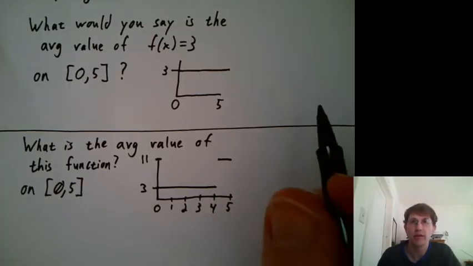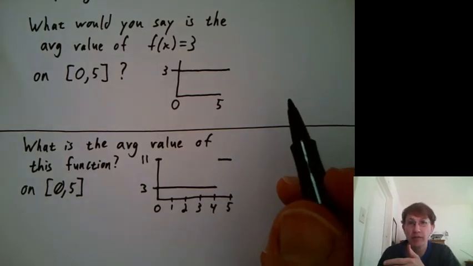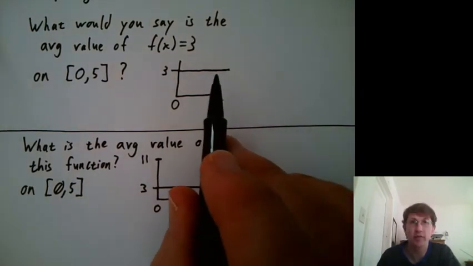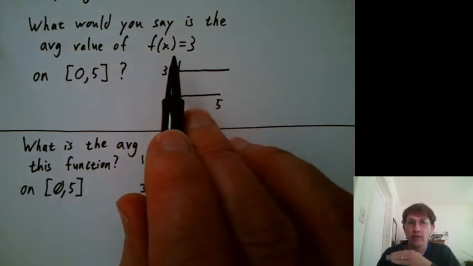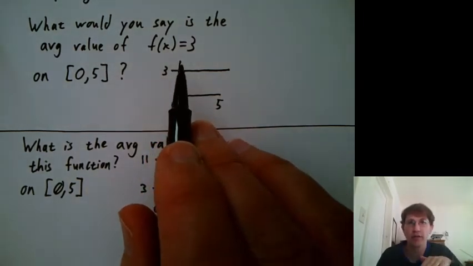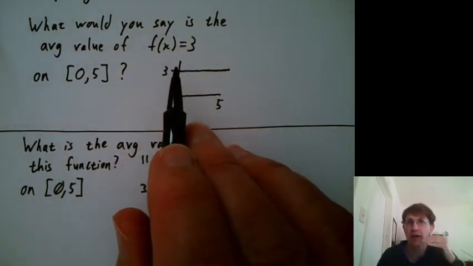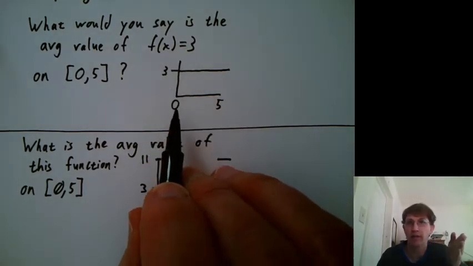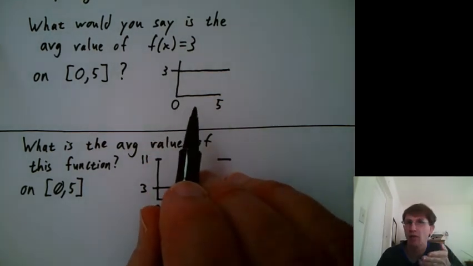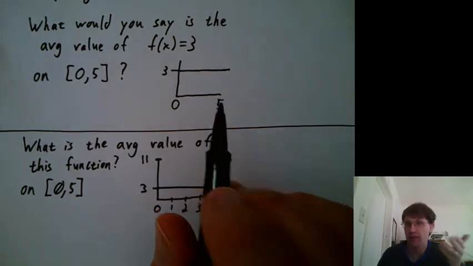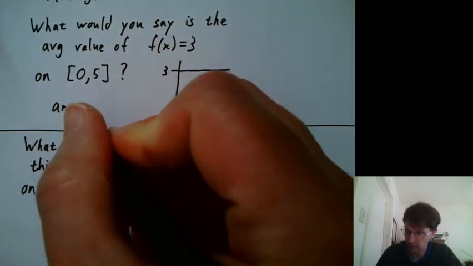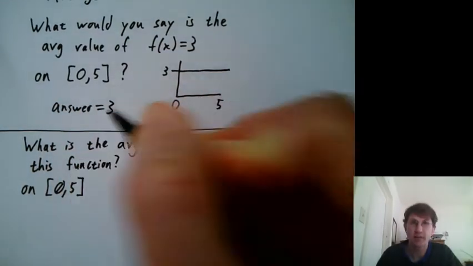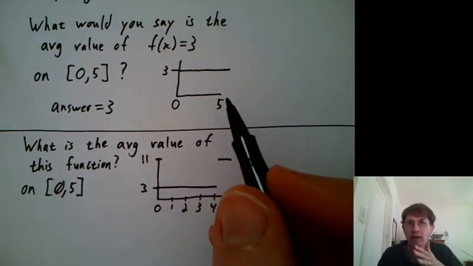When we're exploring a concept, it's often helpful to start with really simple examples. So here I have a really simple example for us. If you have f of x equals 3 all the time, never not 3, and you wanted to know the average value of that function on the x interval 0 to 5, what would you say? Probably 3, right? So just to establish a baseline idea of average.